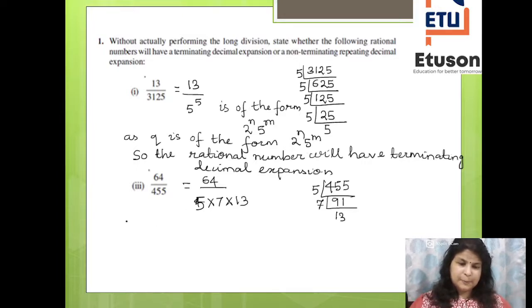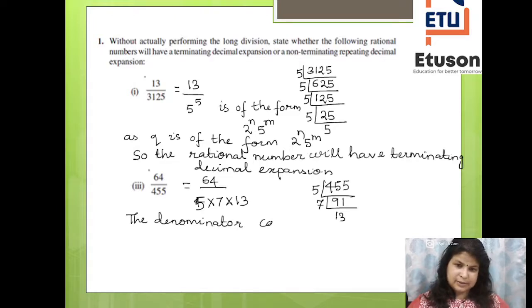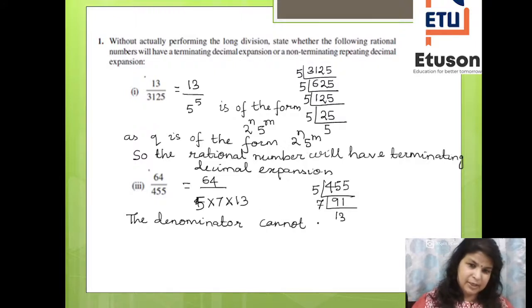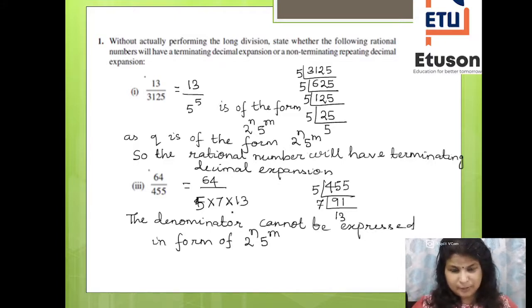So here the denominator cannot be expressed, because it has factors 7 and 13, so it cannot be expressed in the form of 2 to the power n into 5 to the power m. That means it is not divisible by 10.